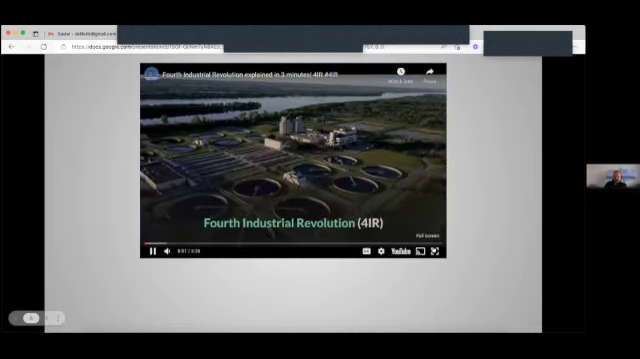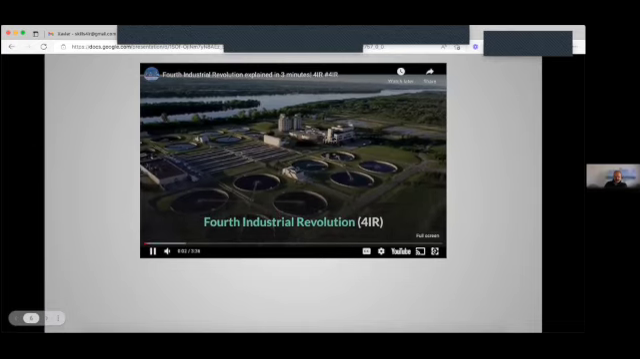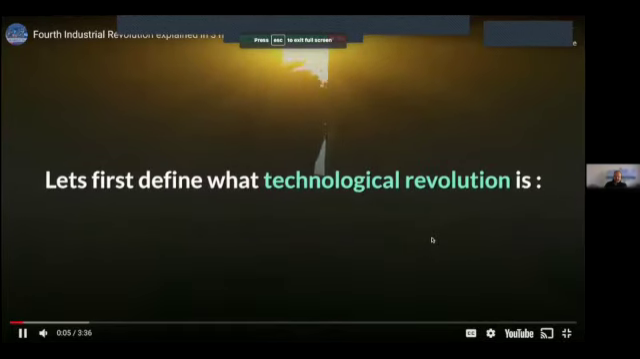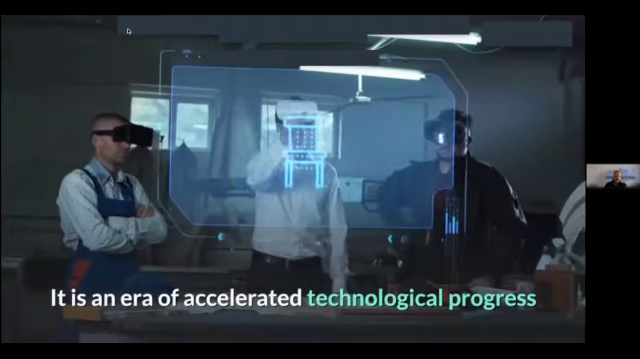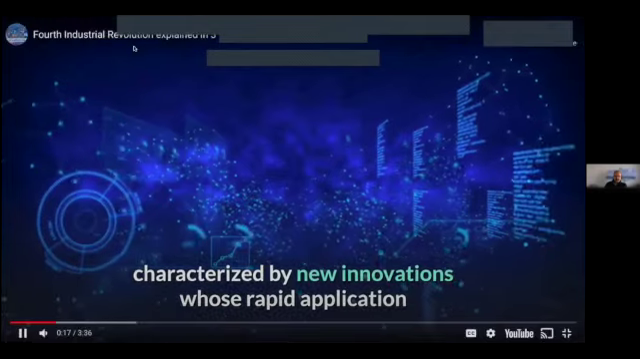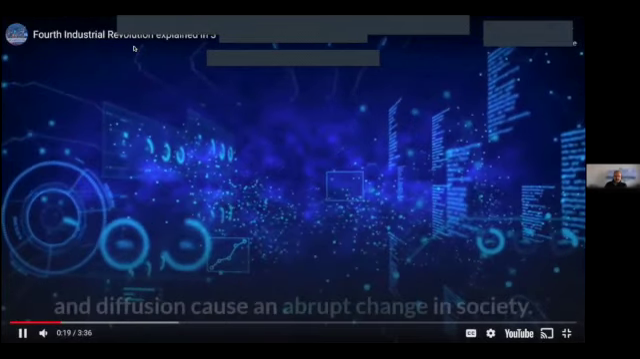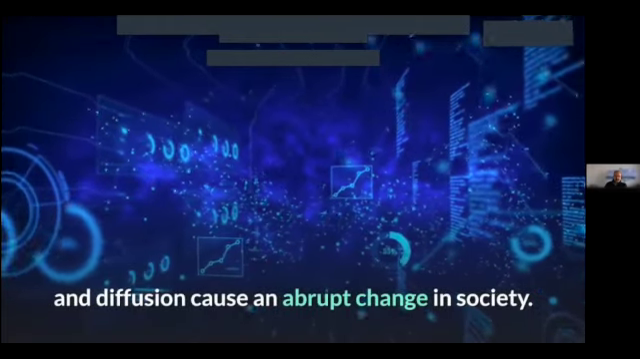Fourth Industrial Revolution, 4IR. Let's first define what technological revolution is. Technological revolution is a period in which one or more technologies is replaced by another technology in a short amount of time. It is an era of accelerated technological progress characterized by new innovations whose rapid application and diffusion cause an abrupt change in society.